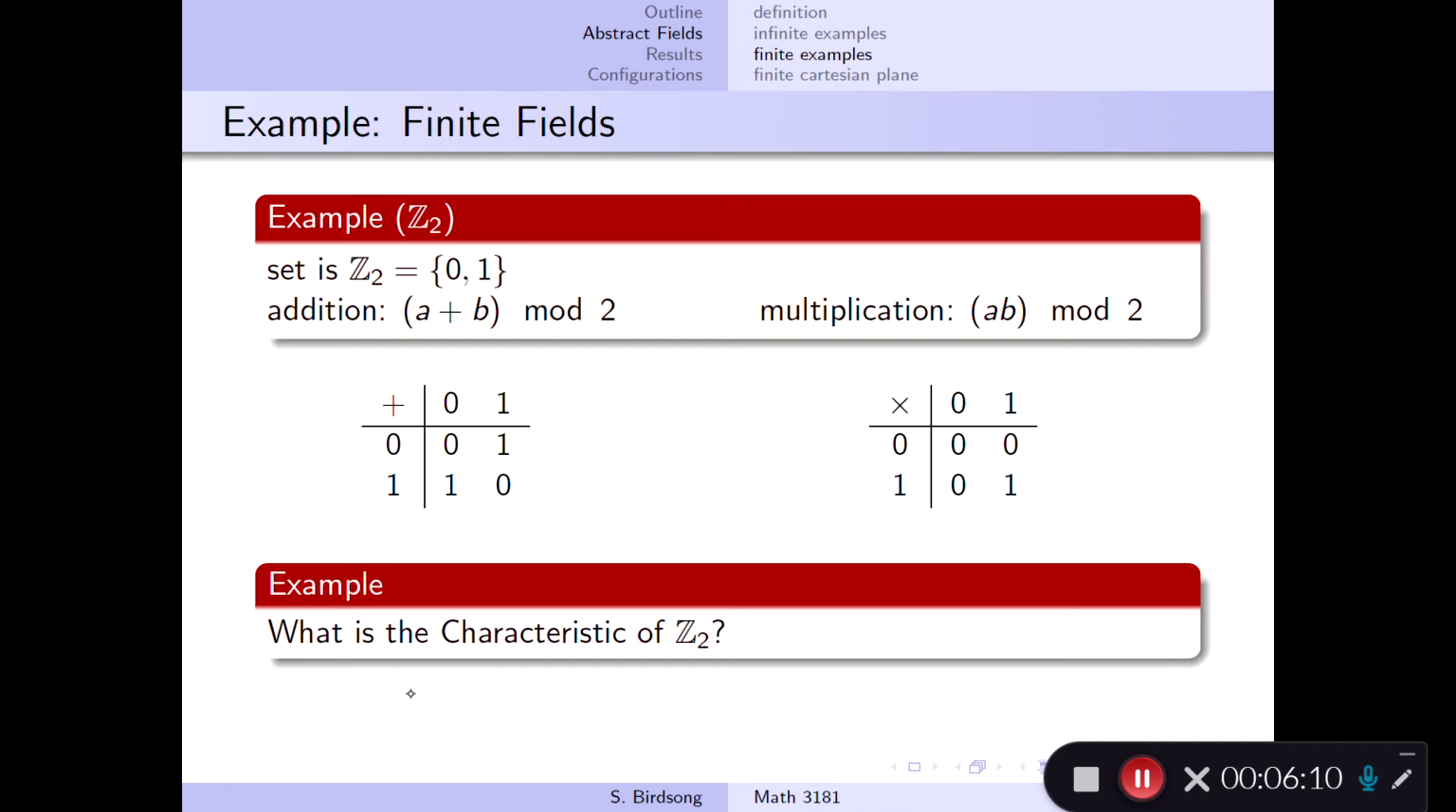So pause the video right now, see if you can't grab your characteristic. Remember, the characteristic of a field is simply the number of times you add 1 together to get the 0 element. So take a pause here, I'll count to 5 and I'll start up again. And when you got your guess, restart the video.